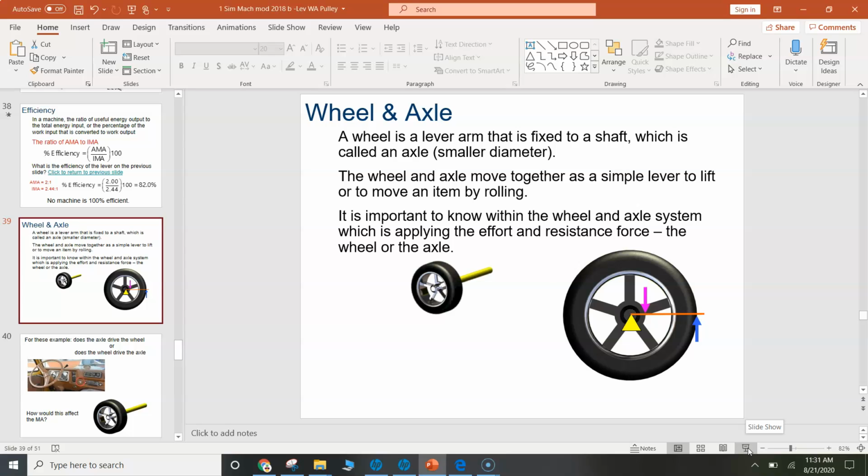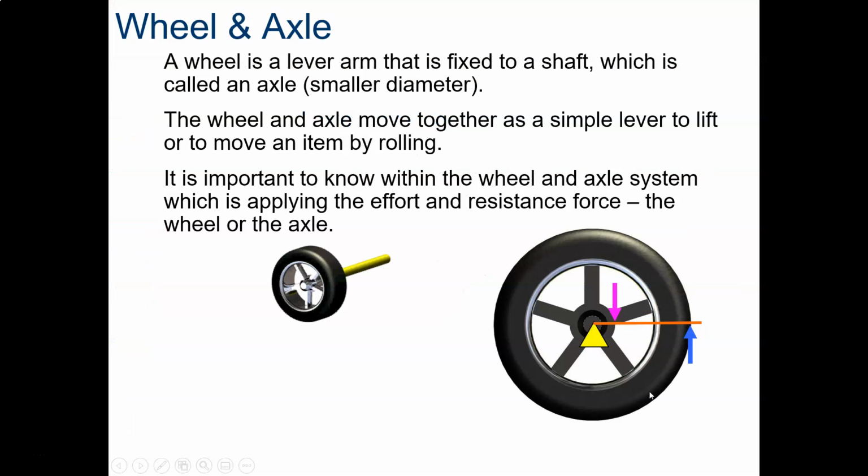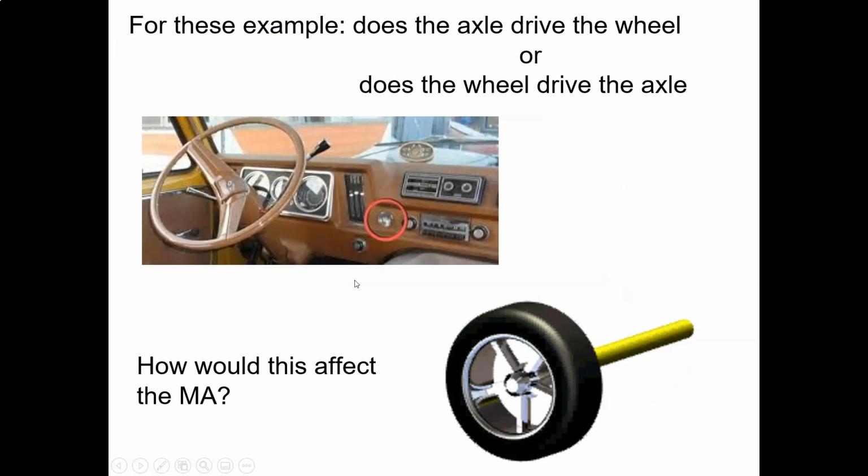Okay, on to wheel and axle. A wheel and axle is really just a larger diameter cylinder connected to a smaller diameter cylinder, such as a wheel and literally an axle. So the wheel of a car and the axle that's driving that wheel. So you can get mechanical advantages with these two.